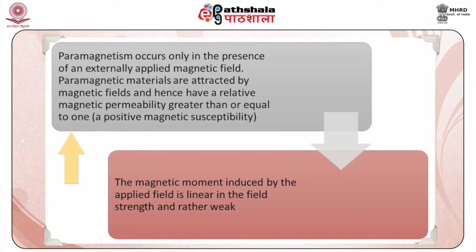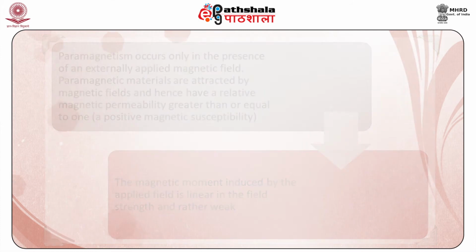Paramagnetism occurs only in the presence of an externally applied magnetic field. Paramagnetic materials are attracted by magnetic fields and hence have a relative magnetic permeability greater than or equal to 1. The magnetic moment induced by the applied field is linear in the field strength and rather weak.